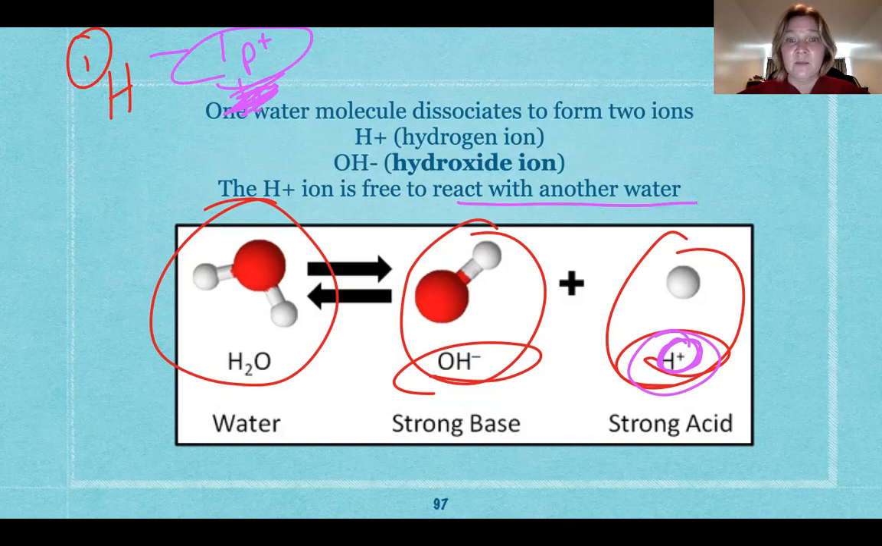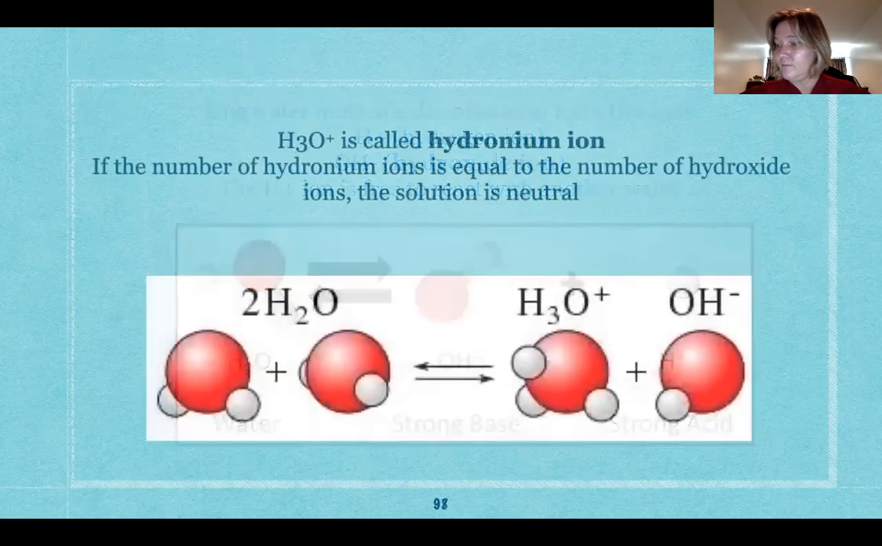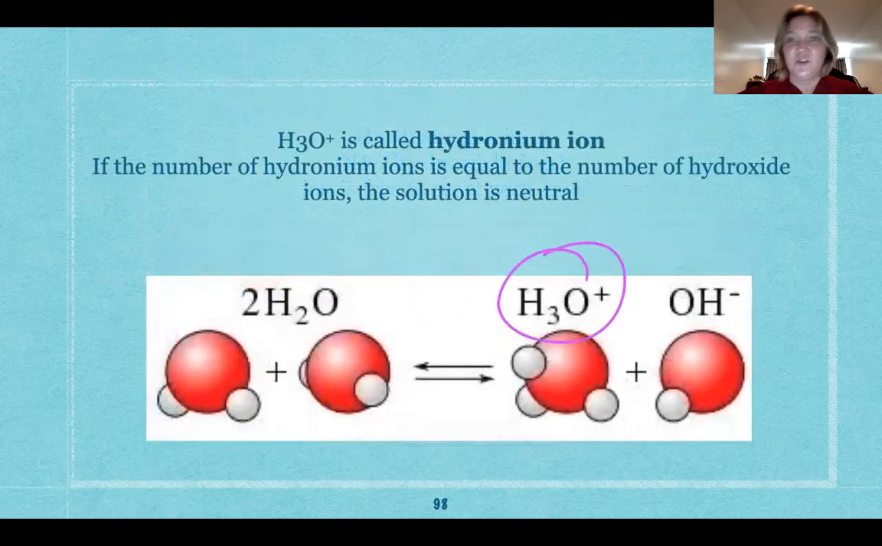So the main point here is that when water breaks up into hydroxide and hydrogen, hydroxide is always a very strong base, and hydrogen is a strong acid. So the other ion that's formed is H3O plus, which is called hydronium.